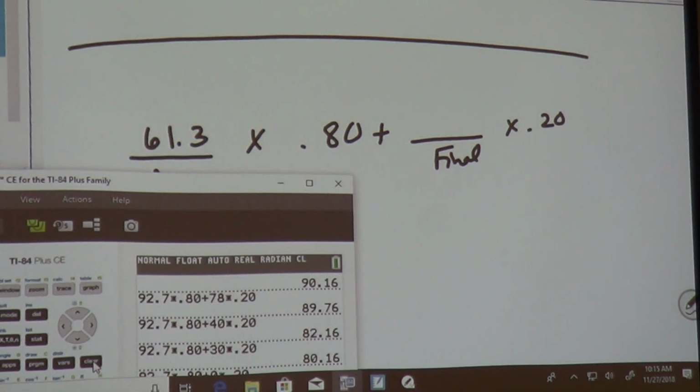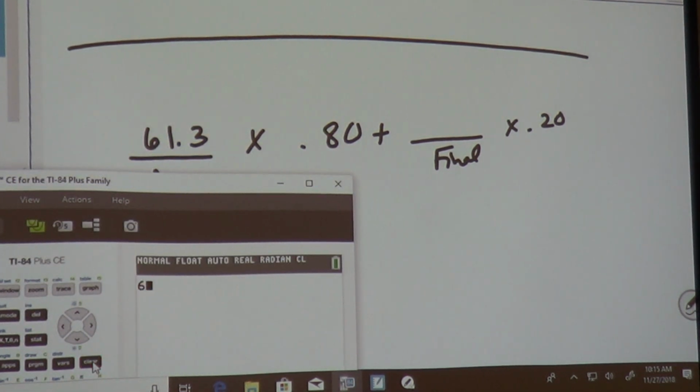If we do a 61.3 that counts 80% of their grade, and if they made 100, which is the maximum that they can make, you ain't getting an A, you ain't getting a B. And is that even rounding to a C? You with me? Yeah. Which is why you're wasting both of our times. Cool?